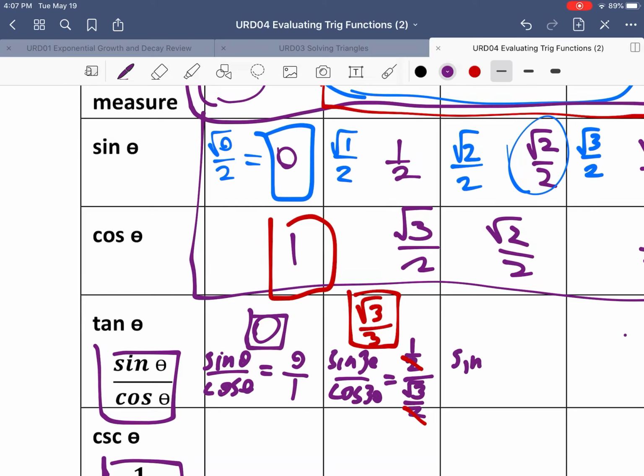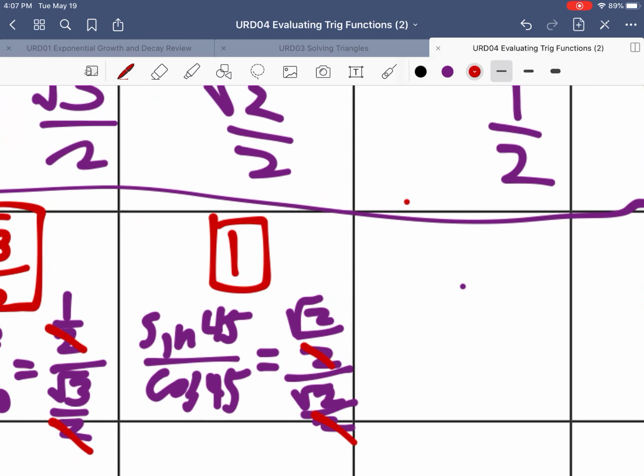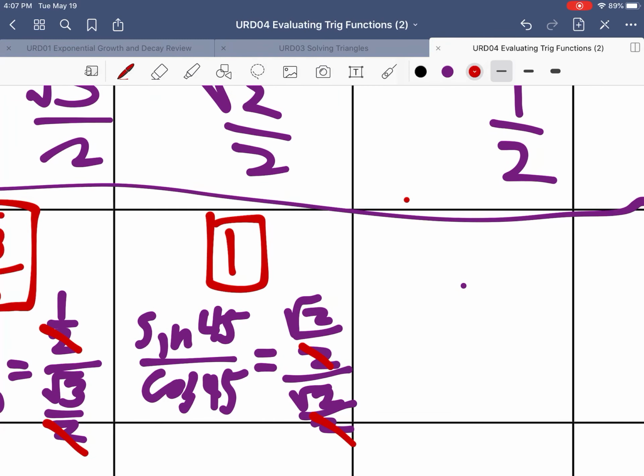For 45, the tangent of 45 is going to be the sine of 45 divided by the cosine of 45, which is going to be radical 2 over 2 divided by radical 2 over 2. And we can use that same rule and get radical 2 divided by radical 2, which is 1, because any number divided by itself is 1.